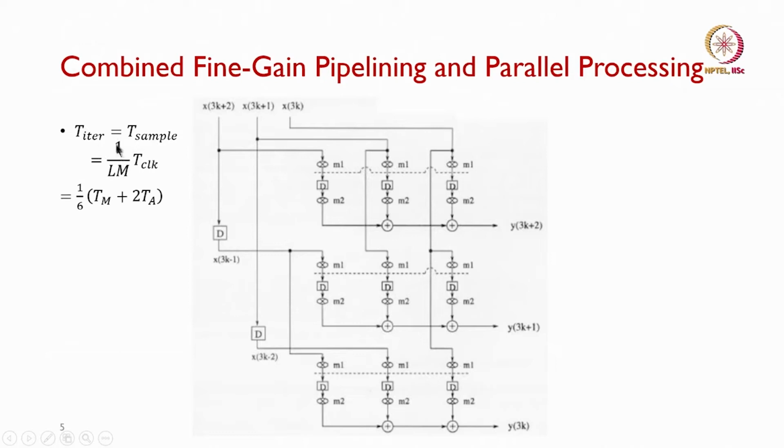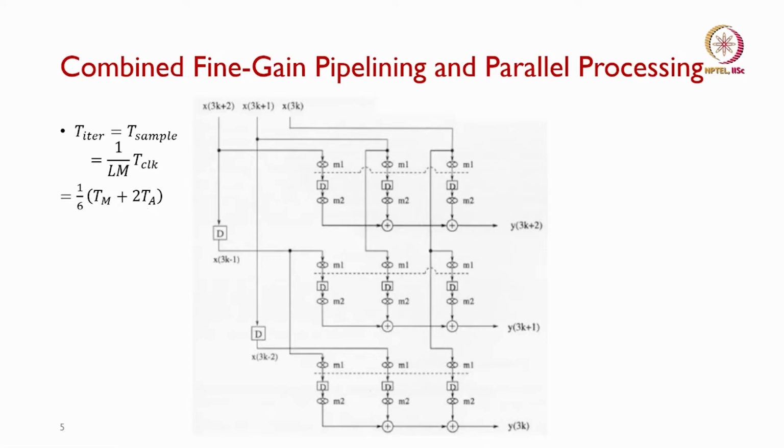Then what happens if I put both of them, pipelining and parallelism, it becomes 1 by LM into T clock. That means 1 by 6th of Tm plus 2a. At every iteration I will be getting 1/6 of my, I have increased my clock speed.